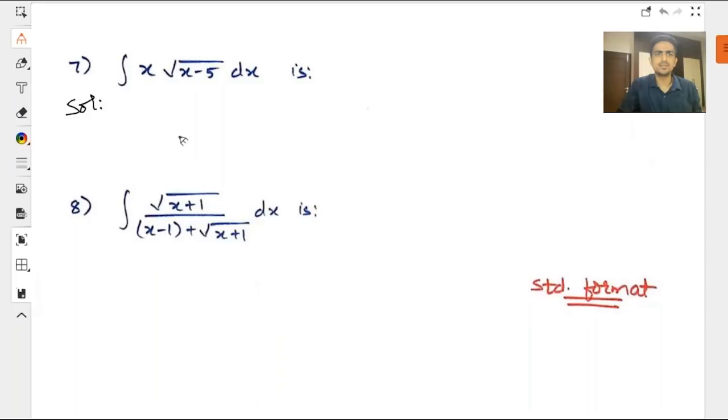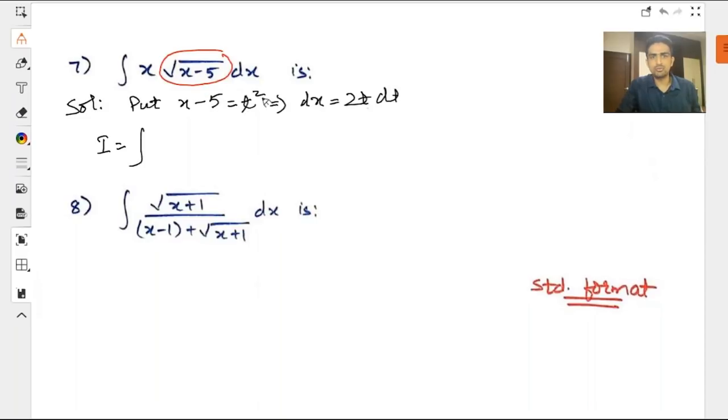Guys, if I look at this integration, certainly this term is troubling me. I'm not liking this root. Okay, you remove this root. What you got to do? You just need to put x minus 5 equal to t square. No? So dx is equal to 2t dt. And your I becomes, x is t square plus 5, and root of this becomes t. And dx is 2t dt.